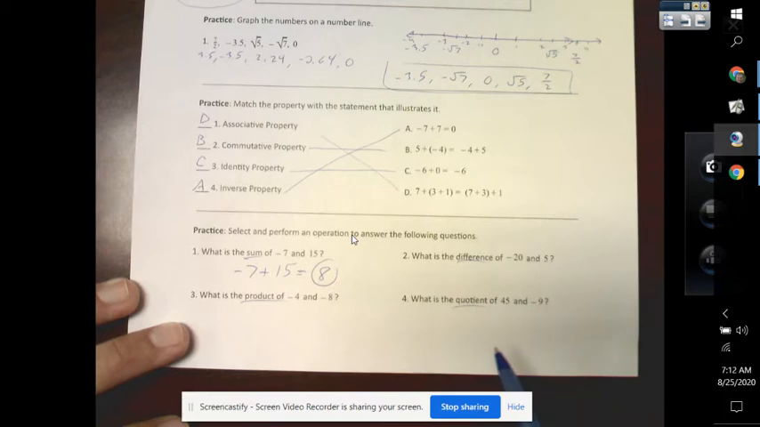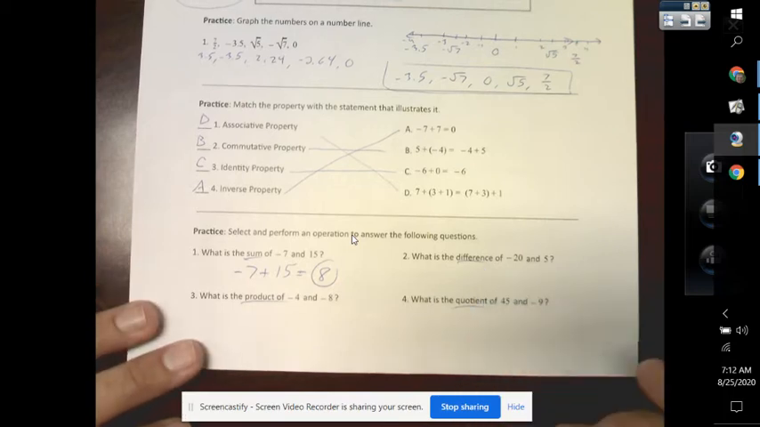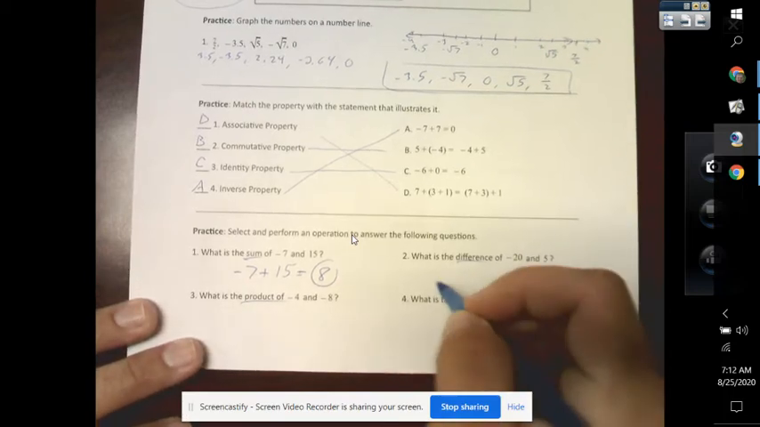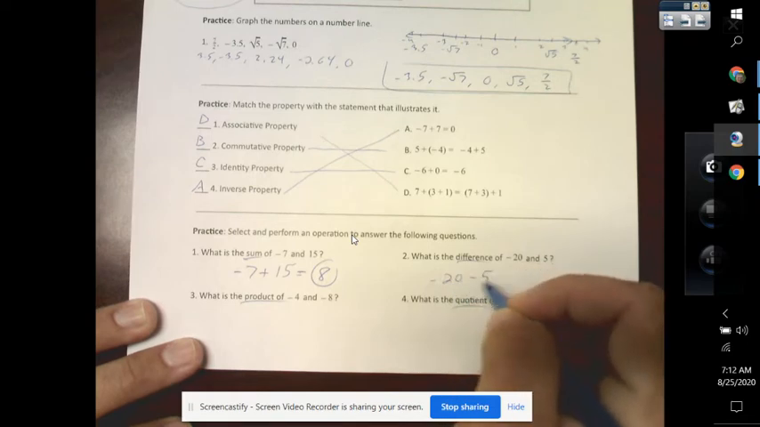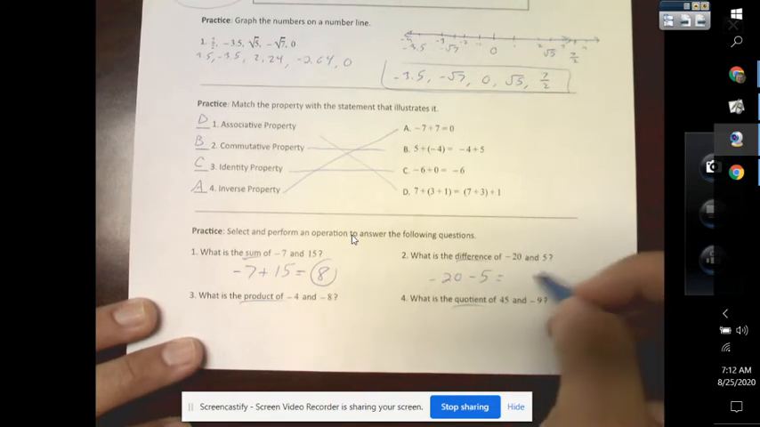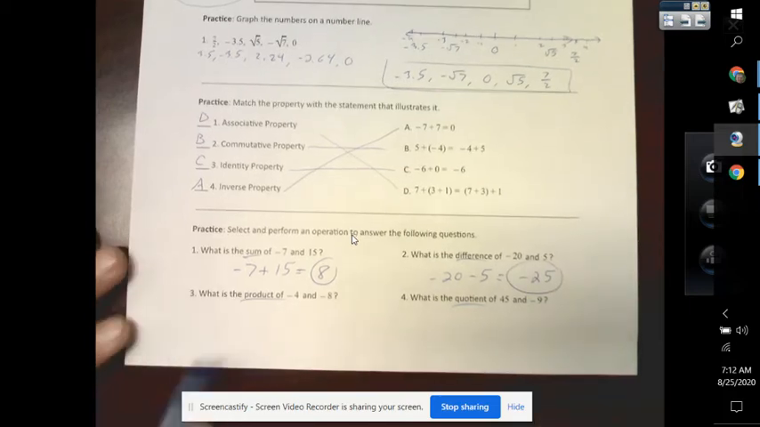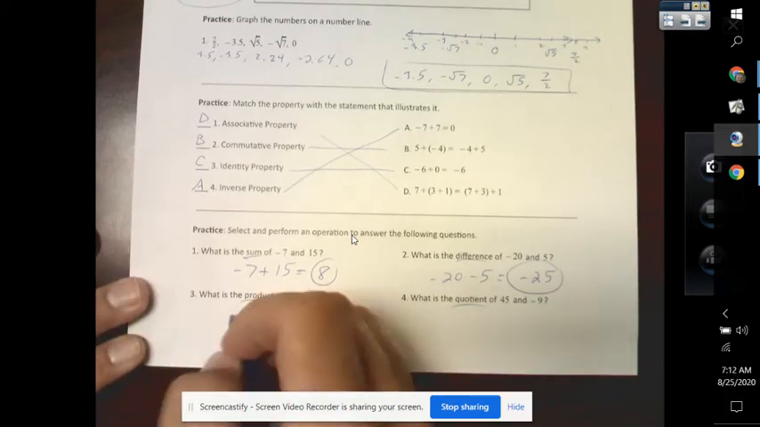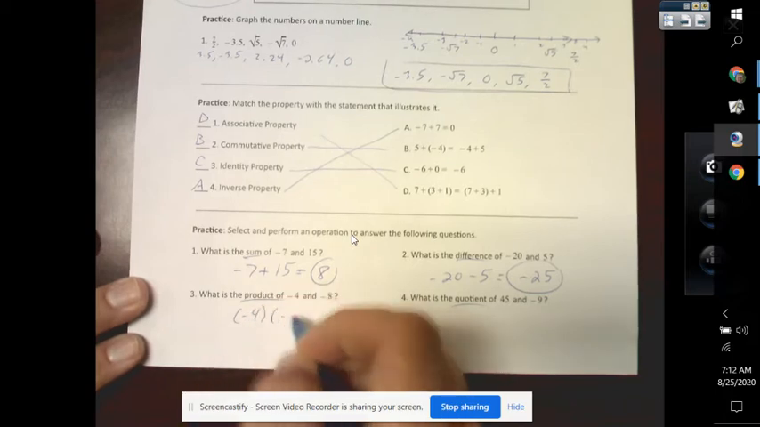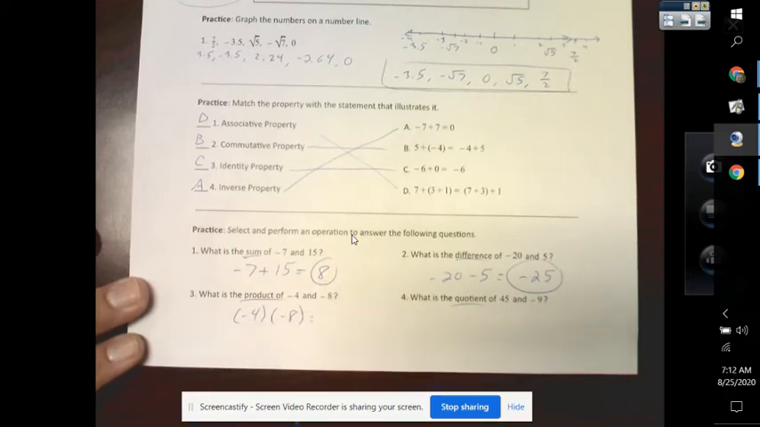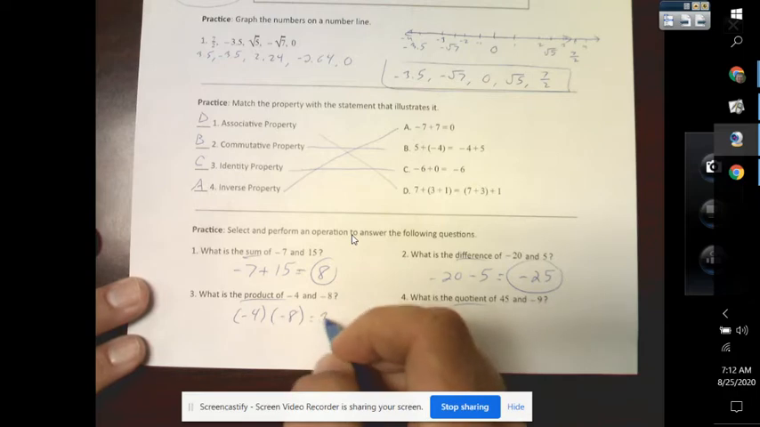What's the difference of -20 and 5? Difference means subtraction. Always read it left to right. -20 minus 5. They're both negative. You add them, maintain the sign. -25. Boom. Product, -4, -8. So we've got -4 times -8. A negative times a negative is a positive. 4 times 8 is 32.